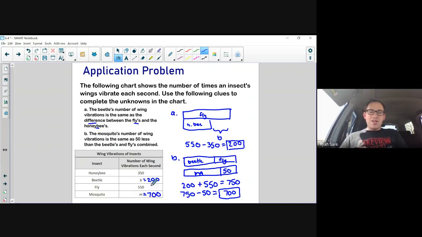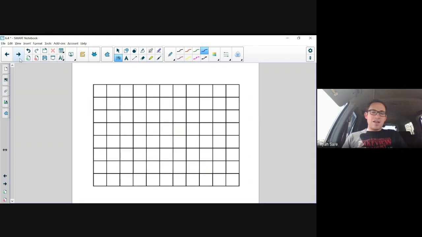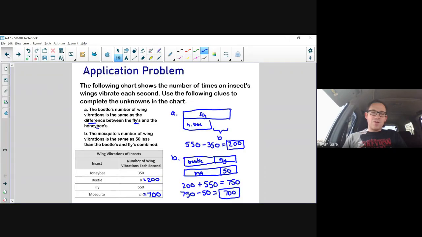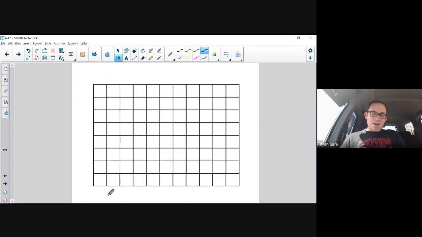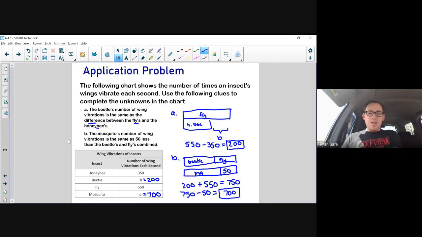Now that I have all of the information here from this application problem, I'm going to go ahead and build a scaled graph. Now, I have a chart here, and I'm going to decide right off the bat, do I want my bars to go vertically, or do I want them to go horizontally? And I like a good vertical graph, so I'm going to make it vertical. So I've got the honeybee, the beetle, the fly, and the mosquito. I'm going to go ahead and mark this honeybee, the fly. I'm going to leave a couple spaces in between each one. The beetle and the mosquito.